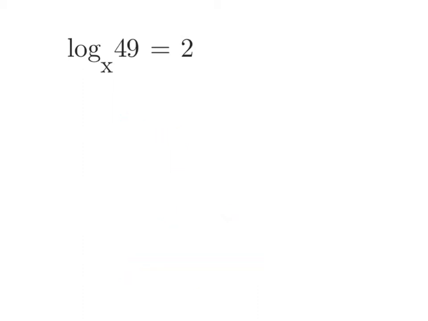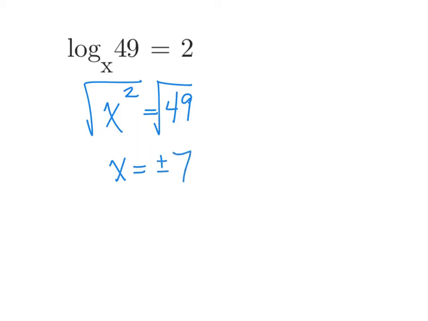But how about when we have x as the base, like log base x of 49 is equal to 2? Well, we can still use that definition of the logarithm to rewrite the equation as an exponential. We're going to keep the base the same and switch the other two. So x squared is equal to 49. Now, since x is the base of the exponent, we can get rid of a power using a root. So I'm going to take the square root of both sides, and we get x is equal to plus or minus 7.